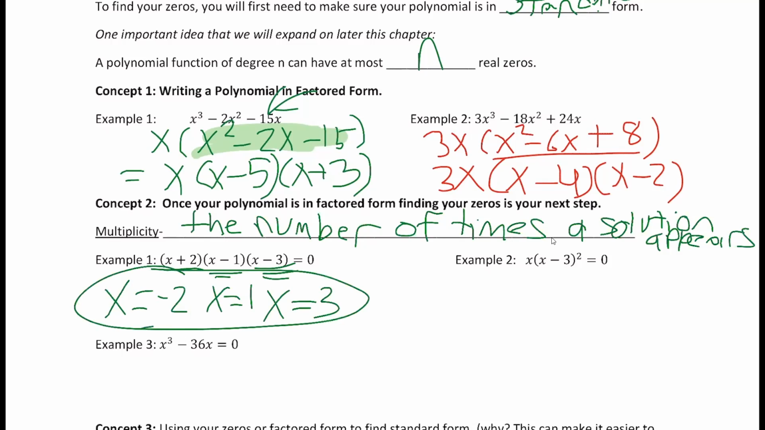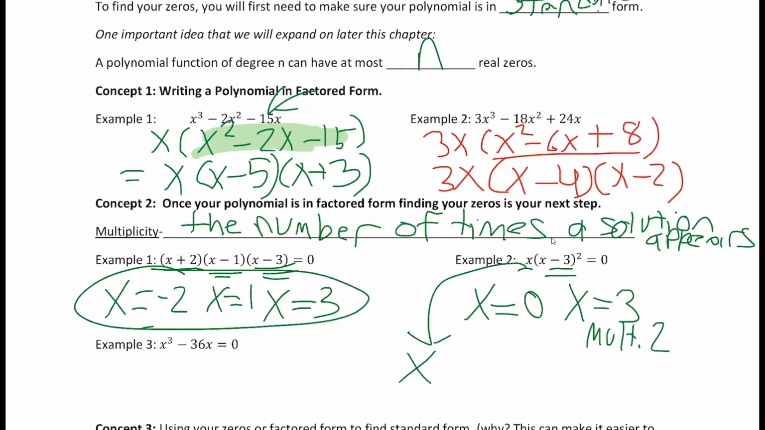But looking at example 2, you would have x equals 0 from that x on the outside, but then for this inside part, you would have x equals 3, with a multiplicity of 2. I don't have a lot of space, but you could rewrite that as this. So you're going to get the answer 3 twice. That's what I mean by the multiplicity of 2. Technically you could write that 0 has a multiplicity of 1, but usually you don't write it because it's annoying to keep writing that over and over.